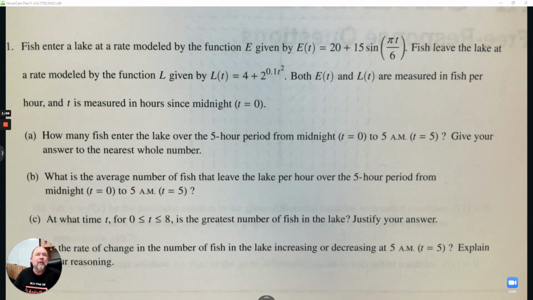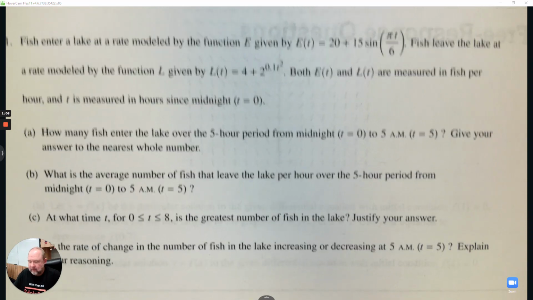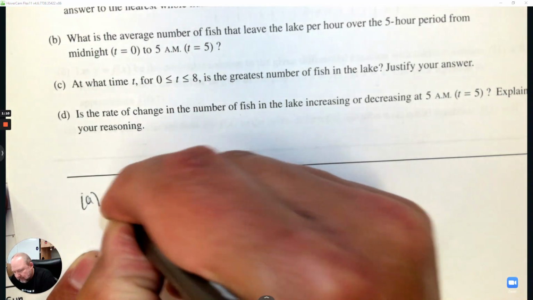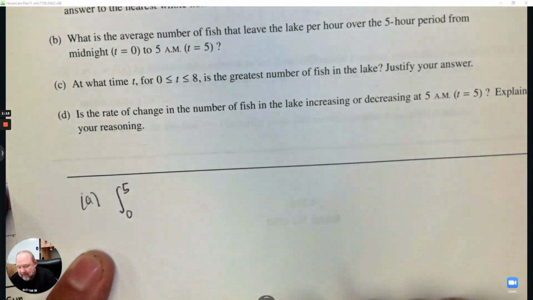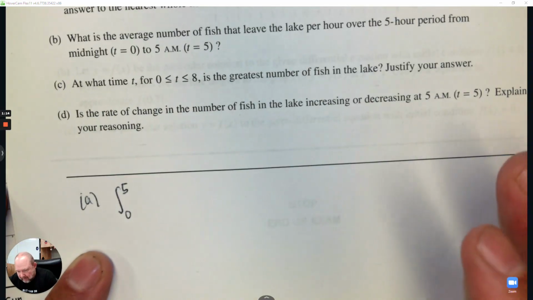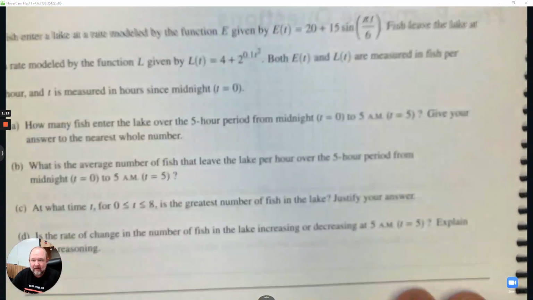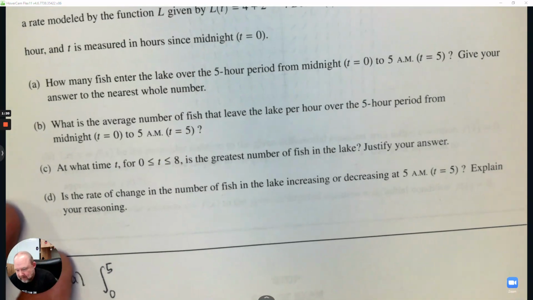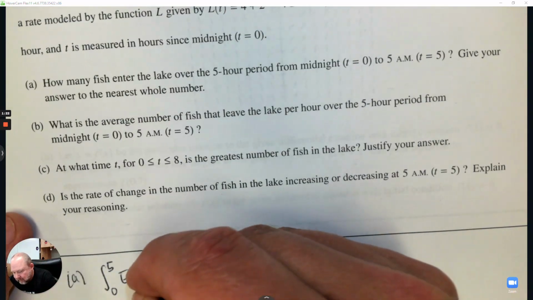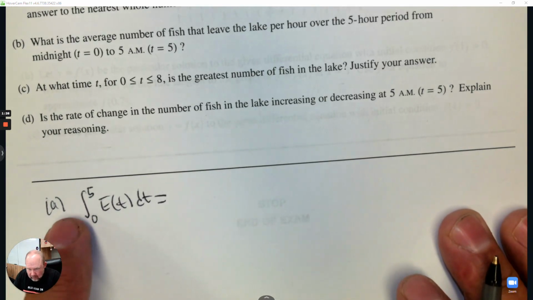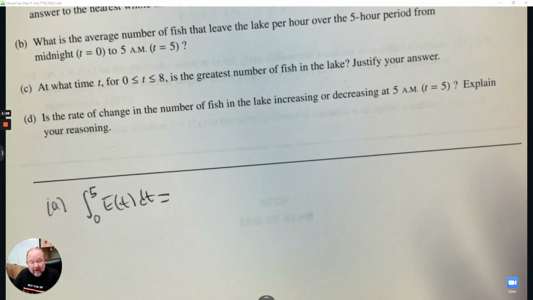How many fish? How many is an integration question. We're just going to do it right here on the bottom. That's an integration question from 0 to 5. And I'm going to integrate the equation about entering, not the one leaving. So how many are entering the lake? Even on the actual exam, you can just write that. You don't have to write the whole thing, but you do know how to use your calculator.